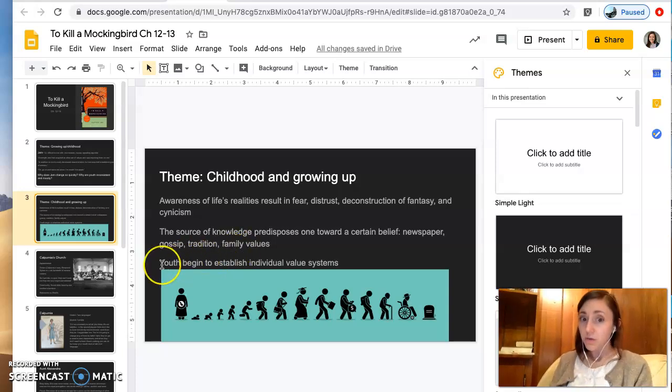Further, we see through Jem and through this character that youth begin to establish individual value systems, and that's what's happening with him. Scout really doesn't have a role in that. So let's table that for a bit, because as you can assume, that has been foreshadowed slightly, there is going to continue to be growth in the characters. This is just the beginning of Jem.